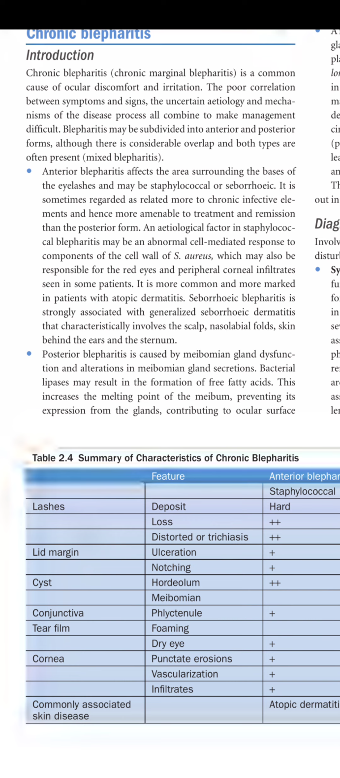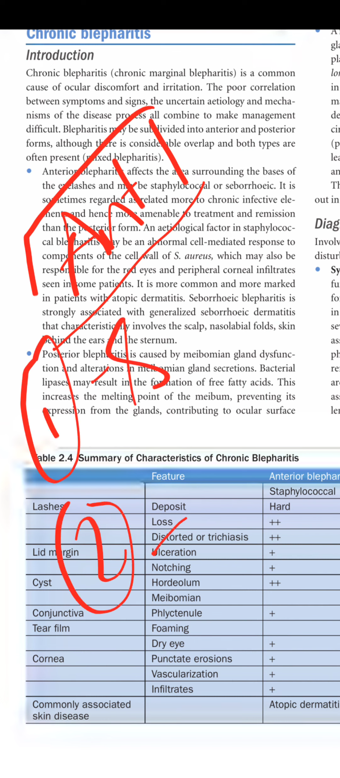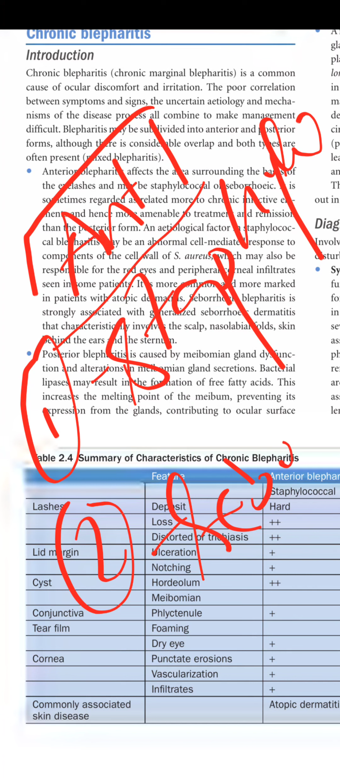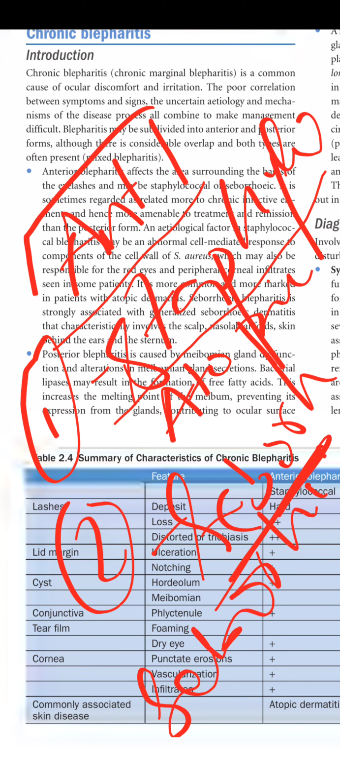Seborrheic blepharitis is strongly associated with generalized seborrheic dermatitis, which characteristically involves the scalp, nasolabial fold, skin behind the ears, and the sternum. So one thing is very important: the causes of anterior blepharitis are of two types. One is seborrheic and the other is staphylococcal. The staphylococcal blepharitis patient usually has another disease entity known as atopic dermatitis, whereas the seborrheic blepharitis patient has generalized seborrheic dermatitis.